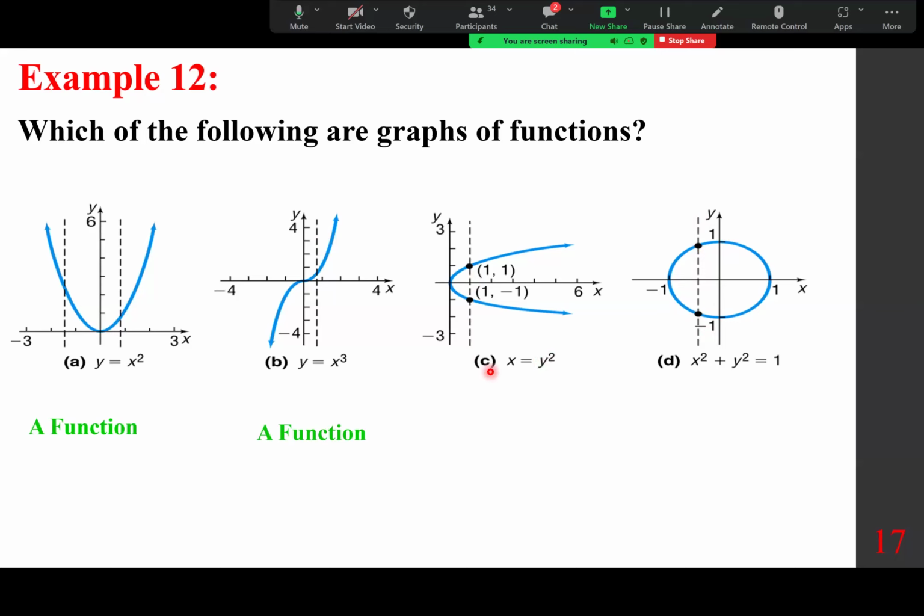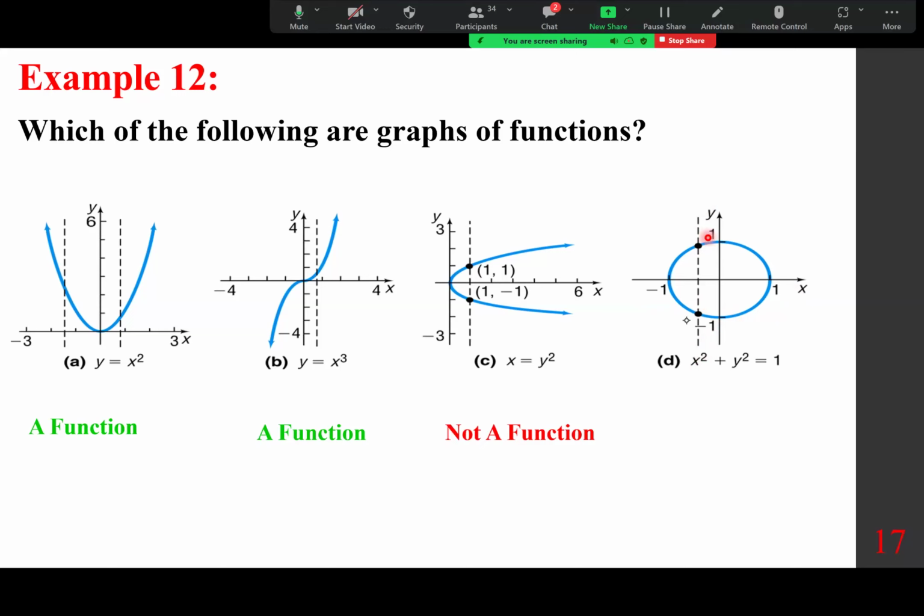Y equals x cubed is a function. X equals y squared. This vertical line crosses the graph more than once. It fails to be a function, not a function. And of course, this is a parabola that opens sideways, and this is an elliptical shape.